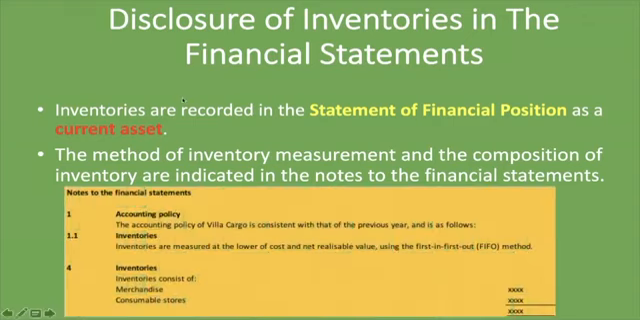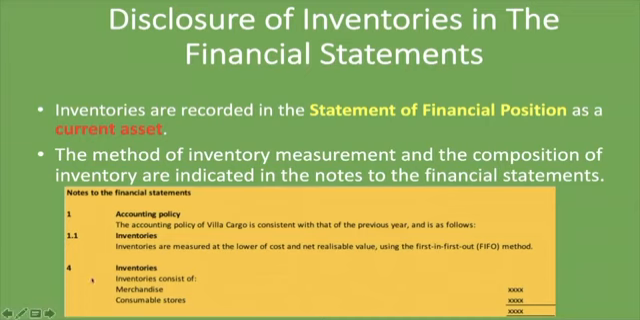You have here, number 1, accounting policy, and then we are told that the accounting policy of Villa Cargo, which is the name of the company, for example, is consistent with that of the previous year and is as follows. And you have 1.1 inventories, and you're told for inventories that they are measured at the lower of cost and net realizable value using the first in, first out method.